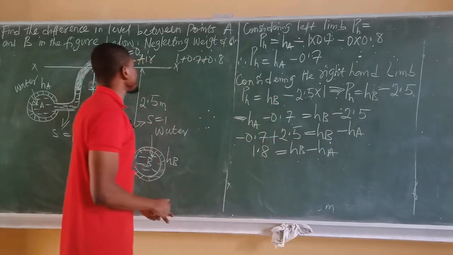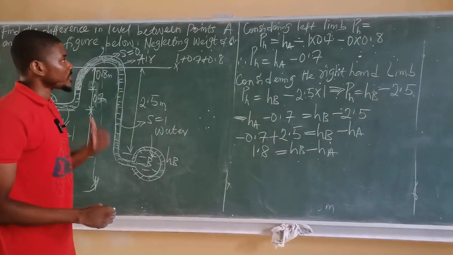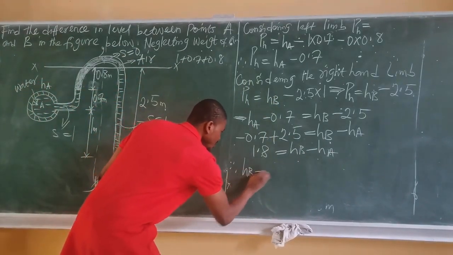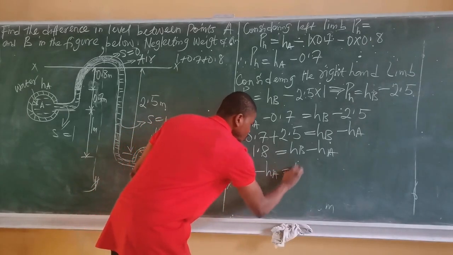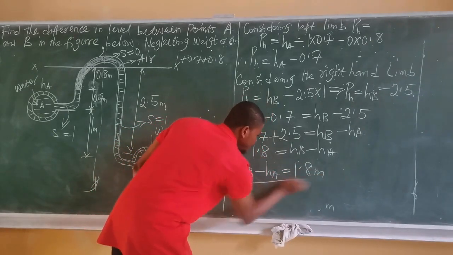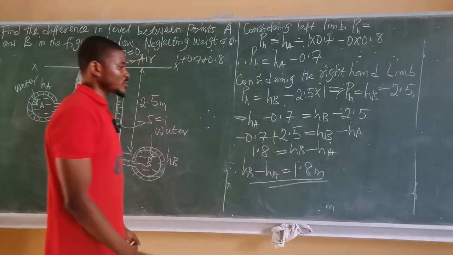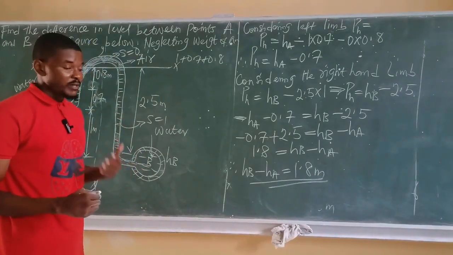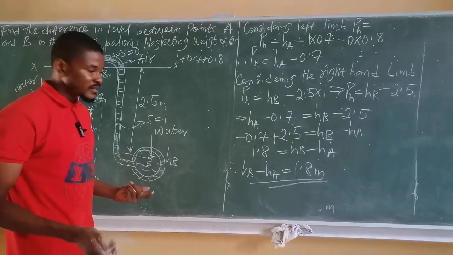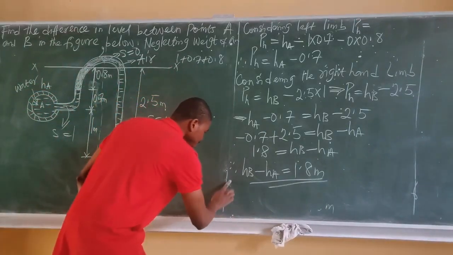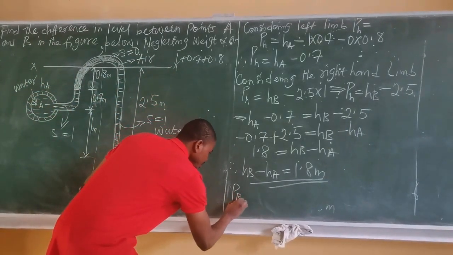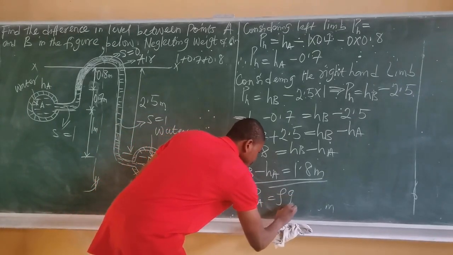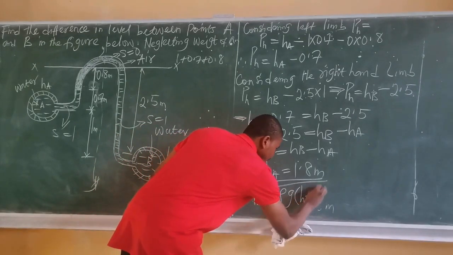Remember the question says find the difference in level between point A and point B. Therefore, the difference in level, HB minus HA, is equal to 1.8 meters. This becomes the answer to that given question. Now, if there's a need to convert this to gauge pressure, it still remains the same. By gauge pressure, you have PB minus PA, and that's equal to density times gravity times HB minus HA.